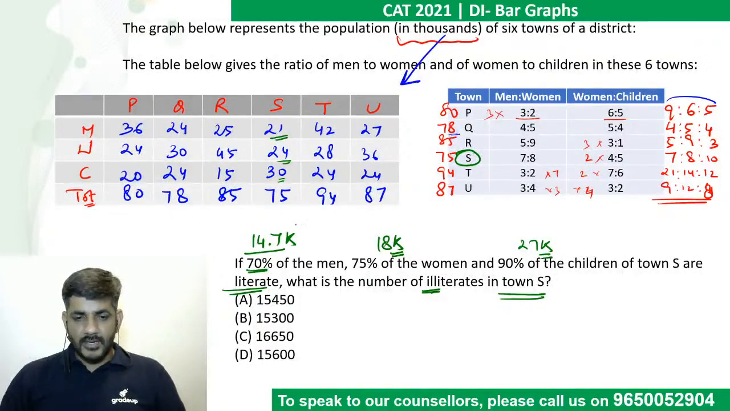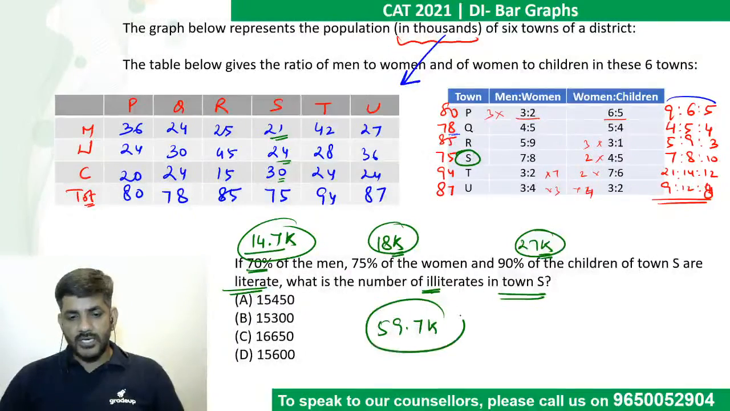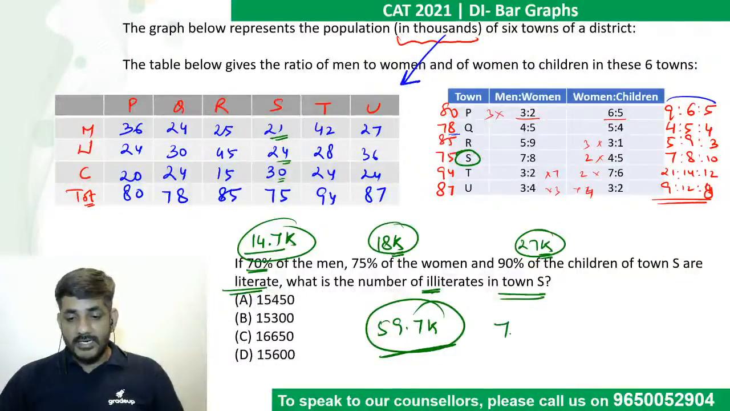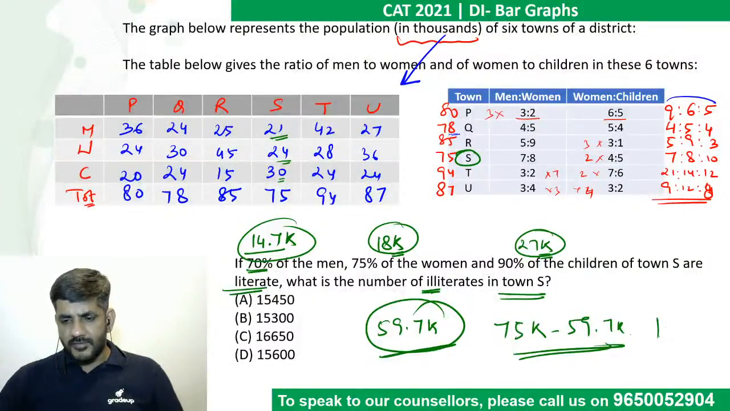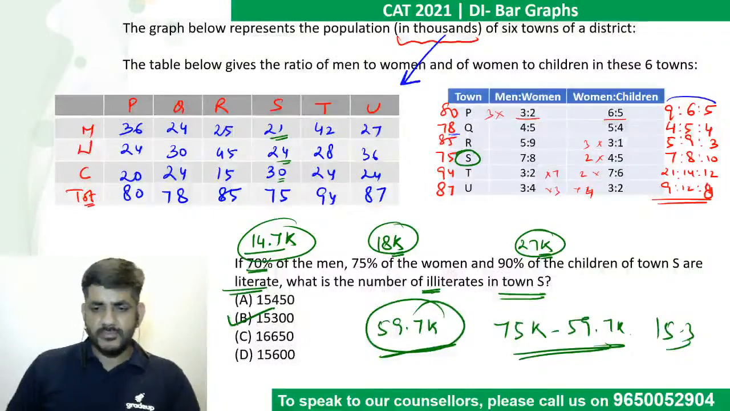So literate people are 14.7, 18 and 27. If I add them, 18 plus 14 is 32, 32 plus 27, 59.7 thousand people are there who are literate. So how many illiterate? 75,000 minus 59.7 thousand. It gives me 15.3 thousand. So 15.3 thousand is B.